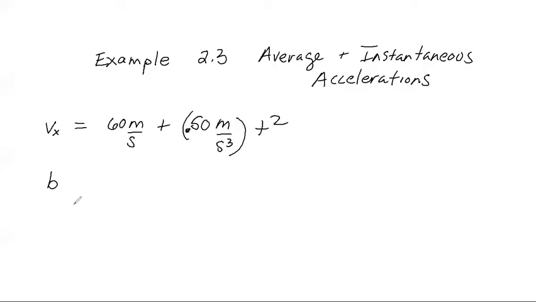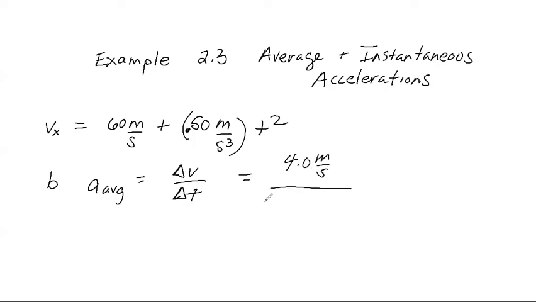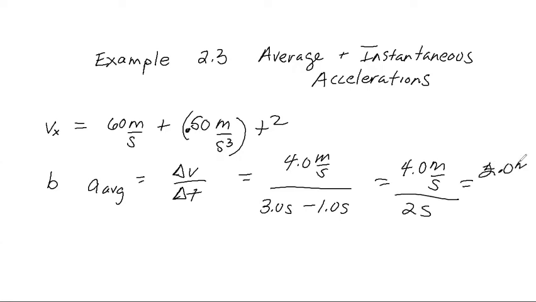B asks us to find the average acceleration during that time interval. So a average is going to be equal to delta V over delta T. We already know delta V is 4.0 meters per second, and our time interval was from 1.0 seconds to 3.0 seconds. So this is going to be 4.0 meters per second divided by 2 seconds. Our answer is going to be 2.0 meters per second squared. Once again, there's that meters per second squared unit, that unit of acceleration.